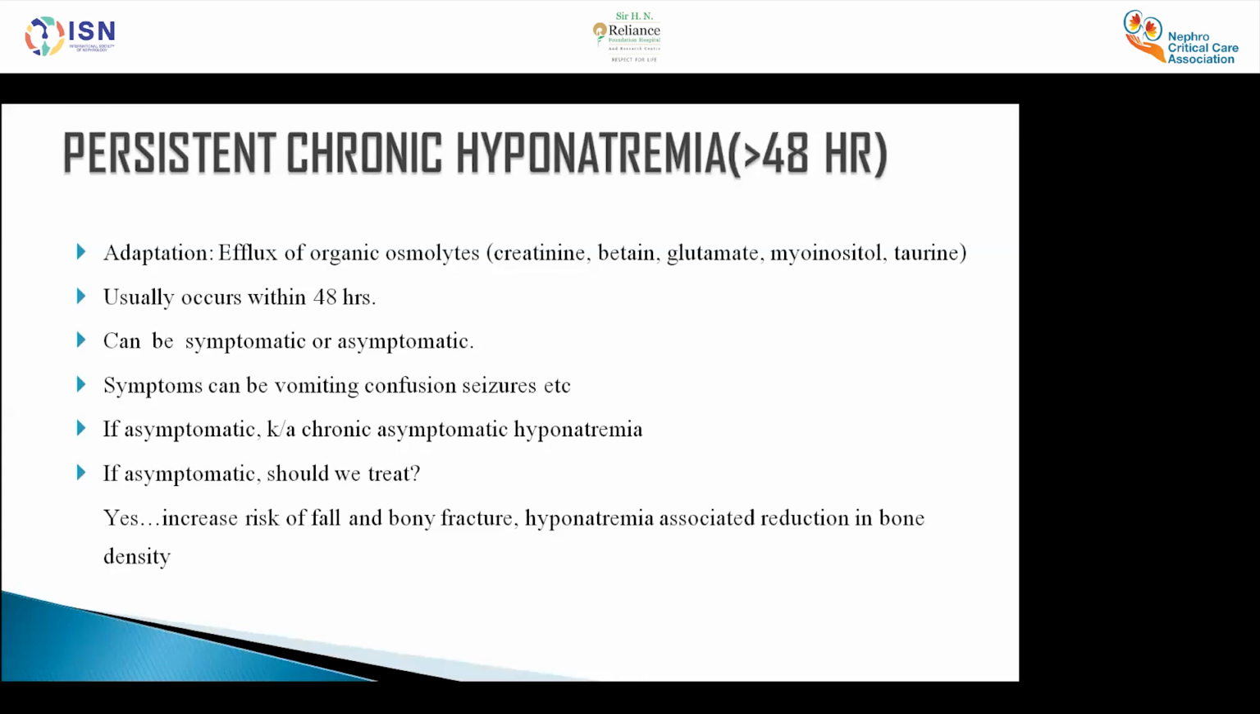Symptoms such as vomiting, confusion, seizures can be there. So if patient is asymptomatic, it is called as chronic asymptomatic hyponatremia. But if asymptomatic, question arises, should we treat them? Because patient is not having any symptoms, so is it good to treat or not? So the answer for that is yes. We should always treat a patient with chronic asymptomatic hyponatremia also, because there is risk of fall and bony fractures due to the hyponatremia associated reduction in bone density, and it can lead to increased morbidity. So yes, we will treat a patient with chronic asymptomatic hyponatremia.